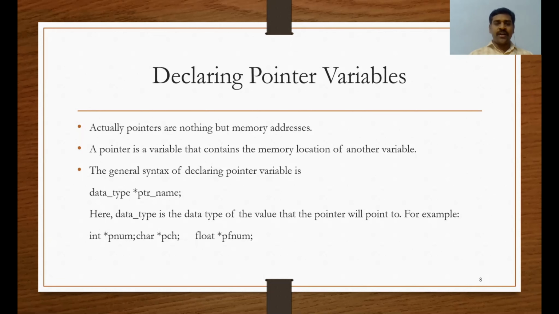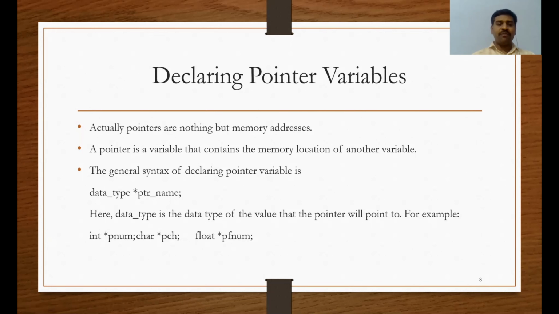So how to declare a pointer variable? We follow the syntax: the data type, space, star, pointer name. In the last video, I clearly told that the data type is the data type of the value that the pointer will point to. And what is the use of star? Star tells the compiler that the variable is not an ordinary variable, it is a pointer variable. And ptr_name is the name of the pointer variable.